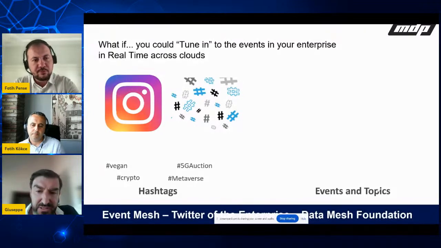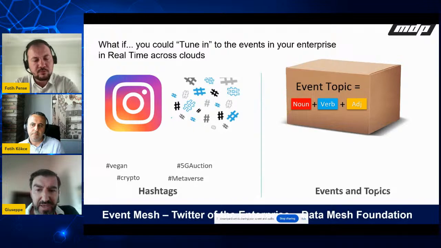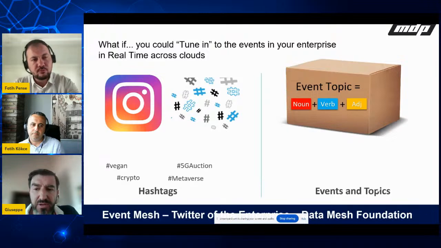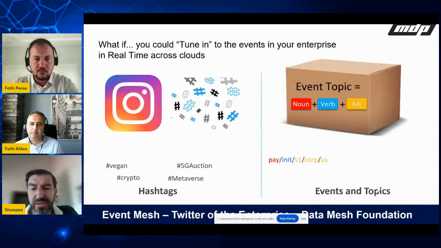Similarly, event-driven architecture works with events that are structured in topics. And these topics typically have a form of a noun, a verb, and an adjective. The noun is the object that is generating the event. The verb is what has happened to that object. And the adjective gives you additional information. For example, an event could be payment, that's a noun, initiated, so that's what happens to the payment. And then you have some additional information like, it happened in a specific corporation in the US.